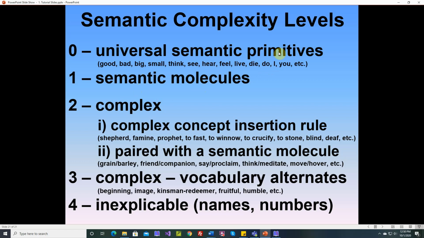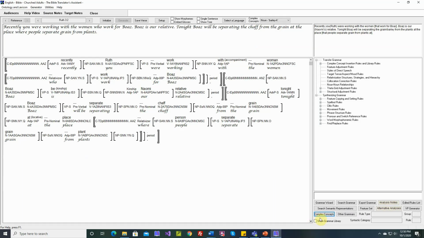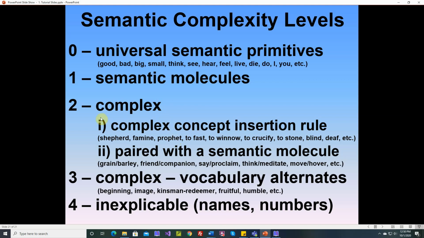The primitives are sometimes called atoms, and these are called molecules. Most of the concepts in our semantic representations are semantic molecules. But then we include complex concepts, semantically complex, for the languages that have them. And that's what this dialogue is about, for the semantically complex concepts. Here there are 2 categories. One, these are complex and they're inserted by a complex concept insertion rule.